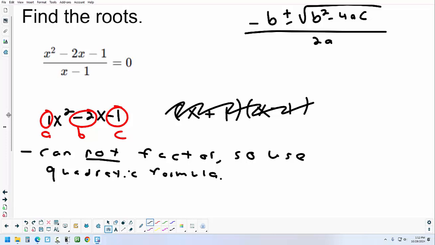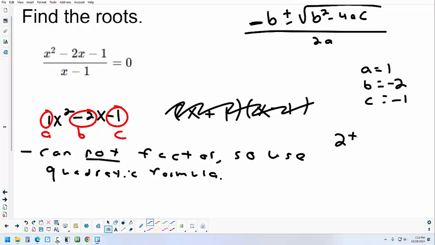Let's put them off to the side over here. What's a? Is it just 1? b is negative 2, and c is negative 1. Okay, so the first thing they want is negative b. So put a negative in front of that number. So it's positive 2.